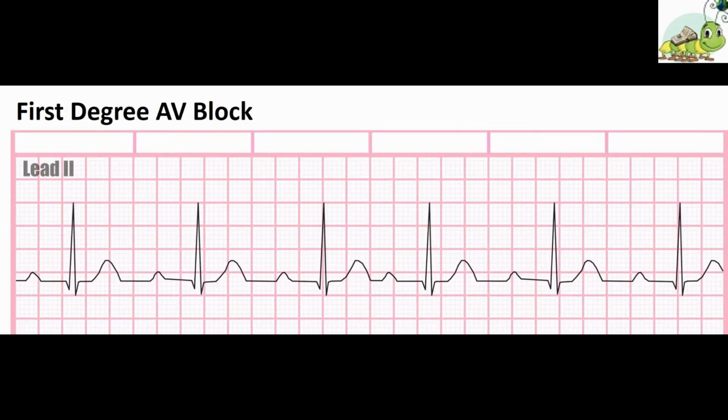In case of altered conduction through the AV node, number 1, the first degree heart block: delay in the AV node shows an increased PQ interval.